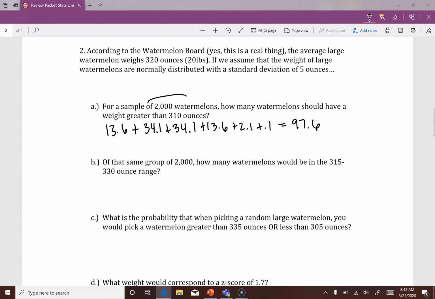Now we know that we have a sample of 2,000 watermelons, so I'm going to multiply my percent, which I convert to a decimal, 0.976. I'm going to multiply that by 2,000, and that's going to give me 1952 watermelons.